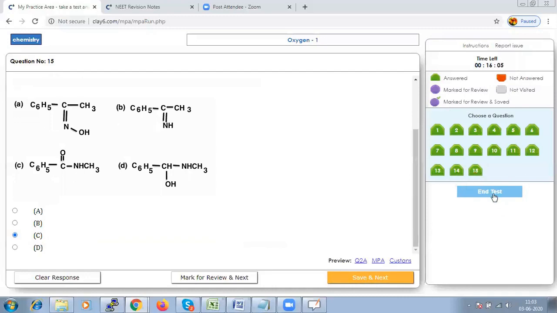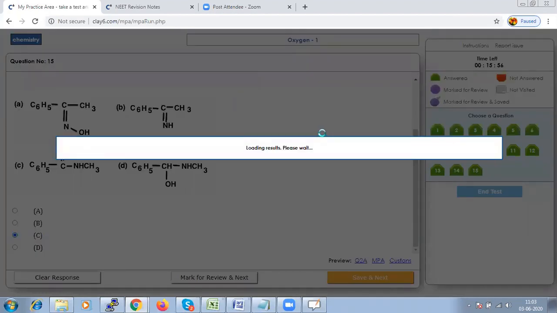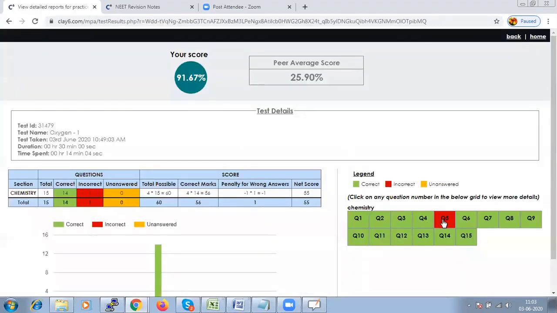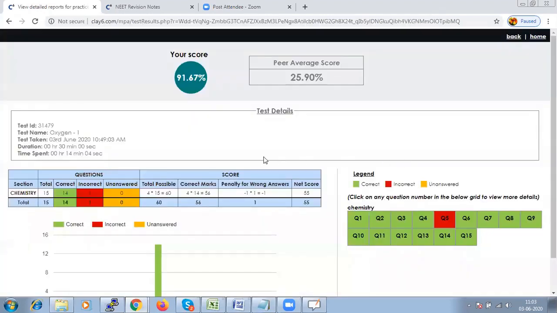Since we have completed all 15 questions, let us end the test and see how many we have done right and wrong. I know one question I deliberately did wrong, so that I can explain how to check it. Your question number 5 is indicated in red because it is wrong, that is, we have given the wrong answer, and green indicates that the answers we gave are right. But if we have gone wrong, if you click on the question, it will give you the right answer with a proper explanation.